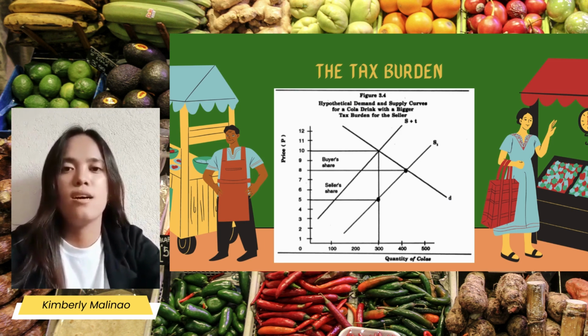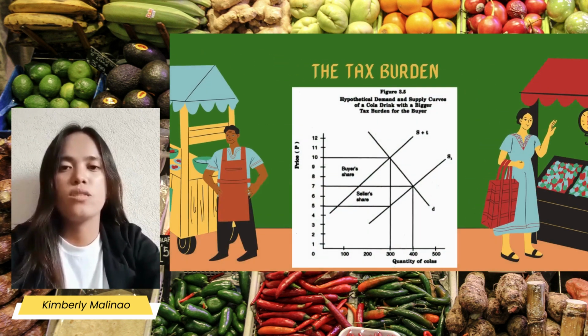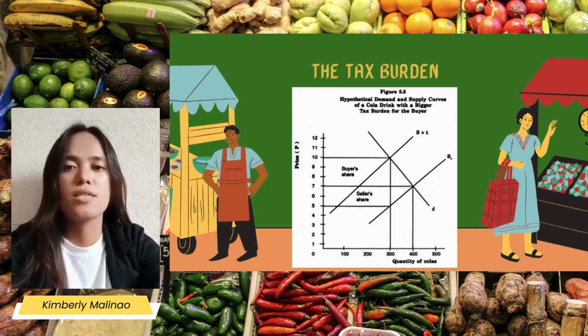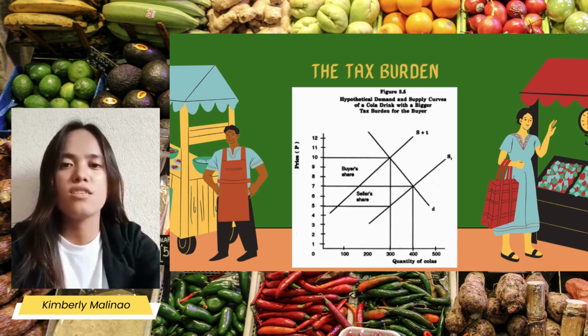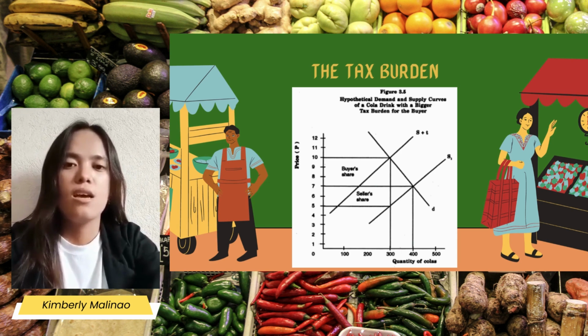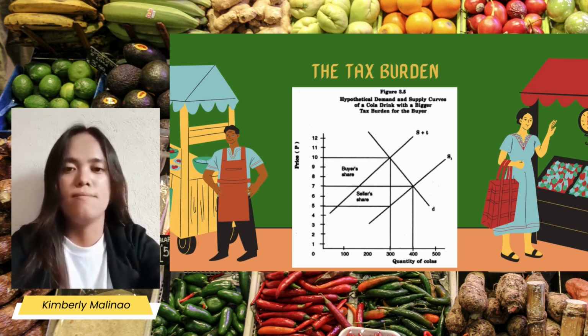Next is the hypothetical demand and supply curve of a cola drink with a bigger tax burden for the buyer. So, dito naman, mas malaki naman ang binayad ng buyer dito, which is 4 pesos, while the seller is 3 pesos. This happen when the good is inelastic, meaning necessity siya para sa mga buyers. Ito yung mga example ng maski tumaas ang presyo ng mga goods ay binibili pa rin sila.